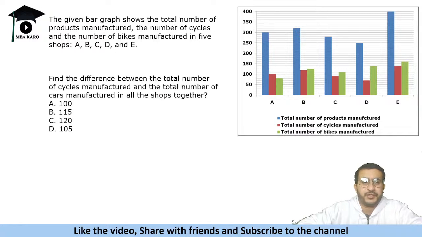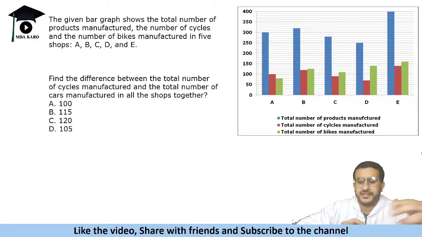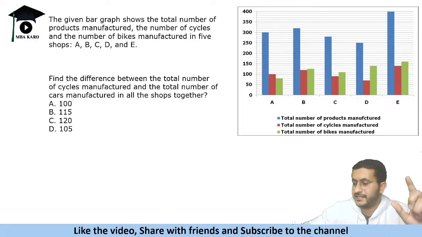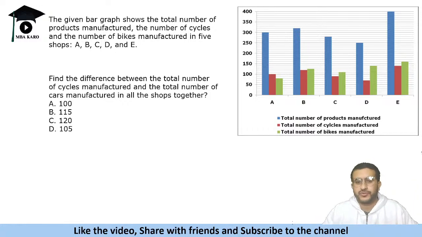Find the difference between the total number of cycles manufactured and the total number of cars manufactured in all the shops together. In this question also I will tell a technique which will save your time. So till now I must have told at least two-three questions where you can use such a technique rather than the bad ones.